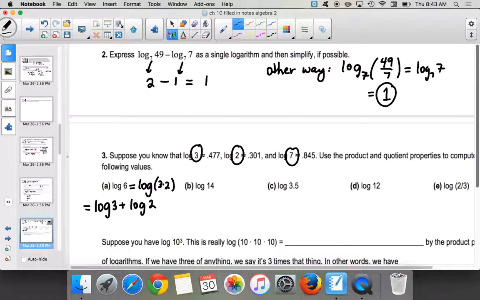So can you guys add log of 3, which is 0.477, to 0.301 without a calculator? Yeah, you can. I know you don't like to anymore now that you have calculators, but we can. We just add straight down. So we get 8, 7, 7, and then the decimal point. So 0.778 is our answer.